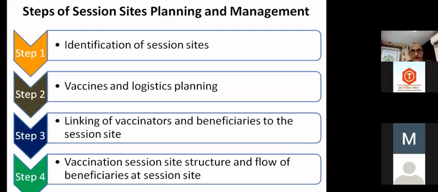This is very important: we have to identify the training sites, like in Gangaram hospital, in different government and private hospitals, in all government hospitals and primary care health centers. They will be taken as vaccination session sites. The vaccine logistics and planning has already been done by the government. They have linked the vaccinators and the beneficiaries to the COVID platform, and the vaccination session site structure and the flow chart of the beneficiaries is in progress.